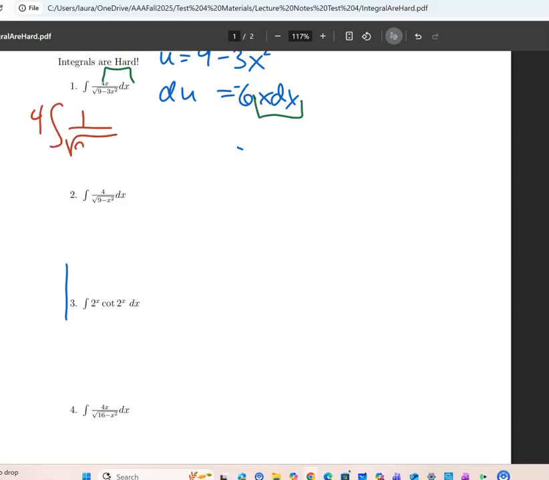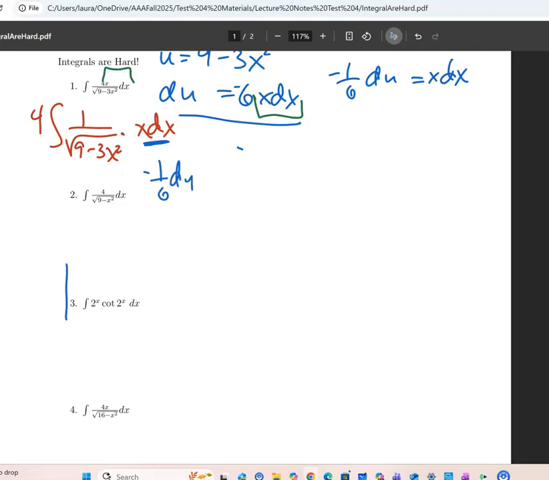And again, I'm going to suggest that you separate things. So x dx. Okay, so I'm going to play with this. I'm going to say this is the same thing as saying negative 1/6 du is x dx. So this comes out, and negative 1/6 du goes in. So let's see what else I've got.